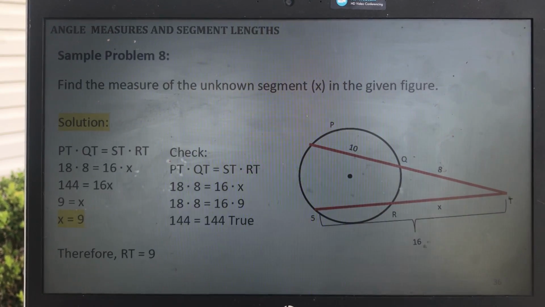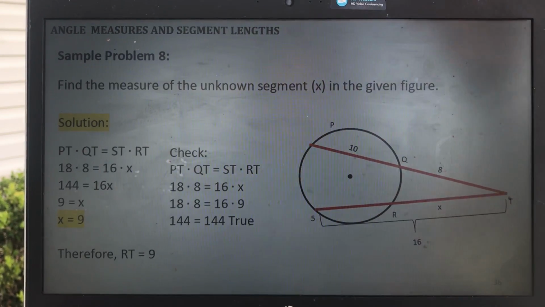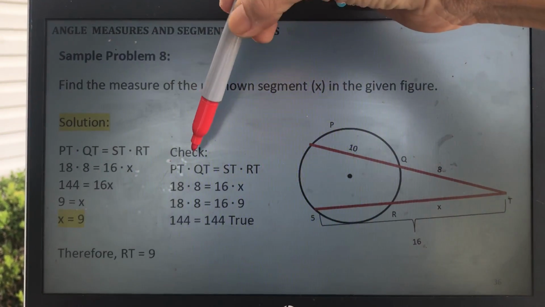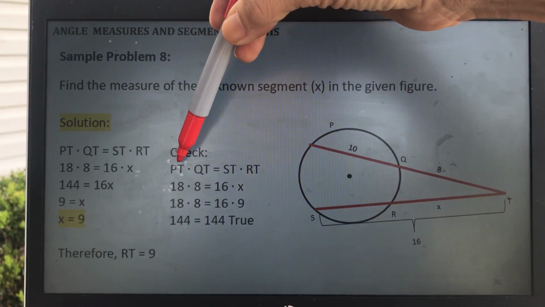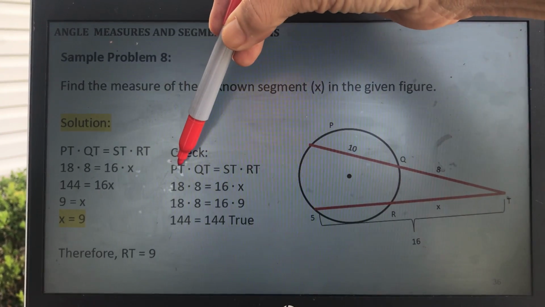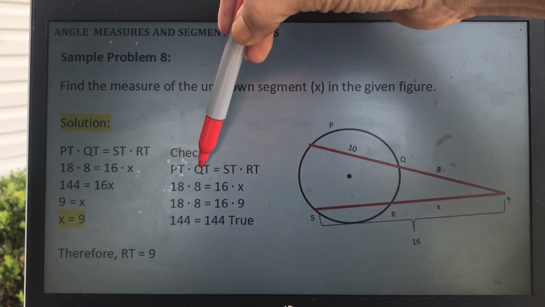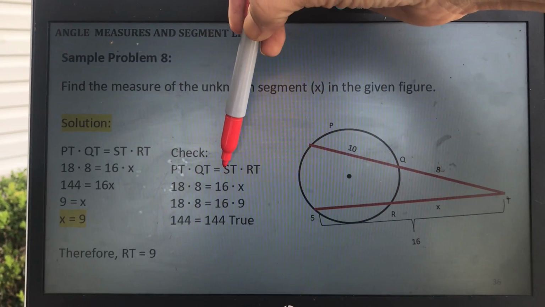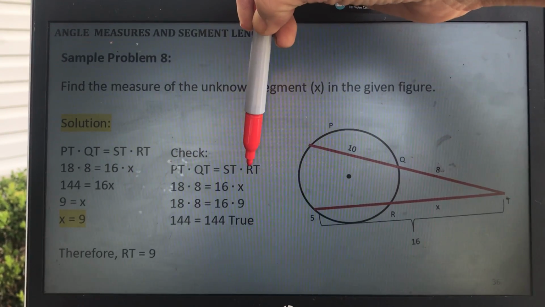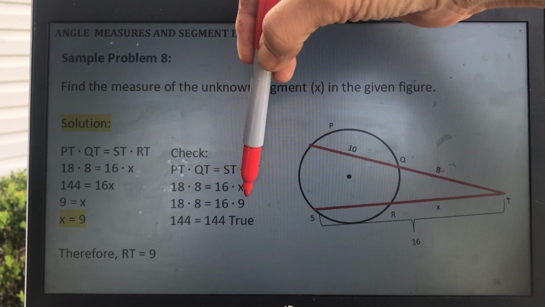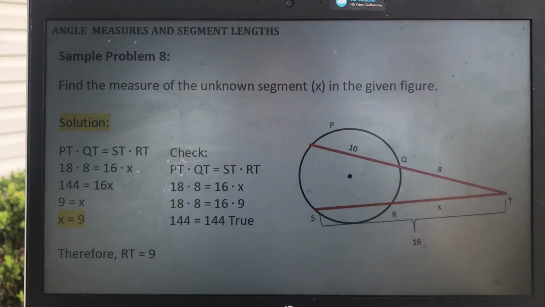Okay? Now, as we have learned, we have to assess or check our equation. And we have to check that value of x, which is equal to 9. So we simply, again, plug in our values. PT, distance from P to T, that's 18. Distance from Q to T equals 8. Distance from S to T equals 16, and distance from R to T equals 9, which then you substitute by 9.